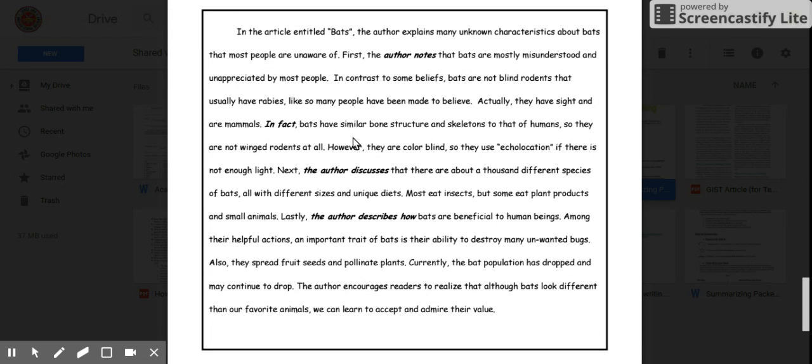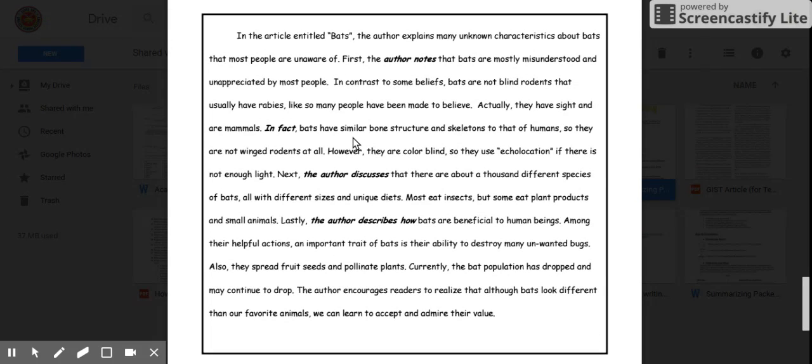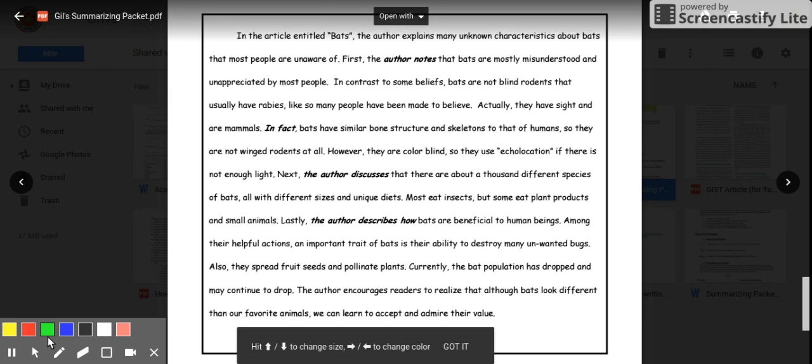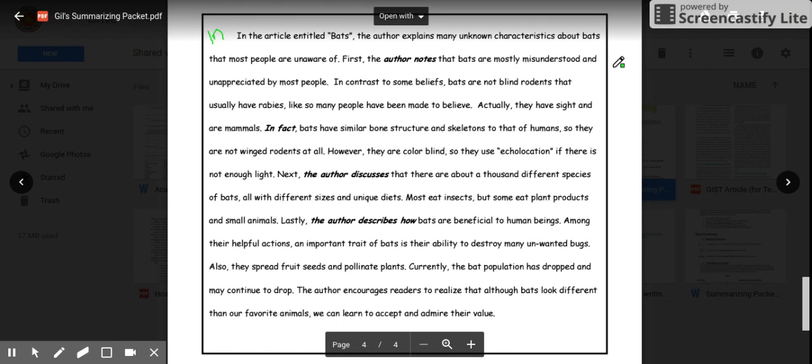But here's the model. So it's using the sentence frame exactly as it's written above, but it's using it from the information from their T-chart on bats. So you can see here, this is going to be the first sentence. So this is your intro. In the article entitled Bats, the author explains many unknown characteristics about bats that most people are unaware of. First, and this is when we start getting into the main ideas, so this is number 1. First, the author notes that bats are mostly misunderstood and unappreciated by most people.